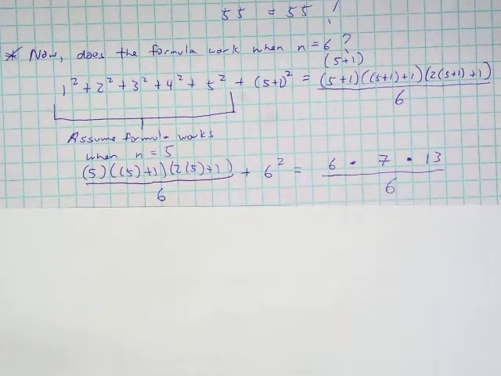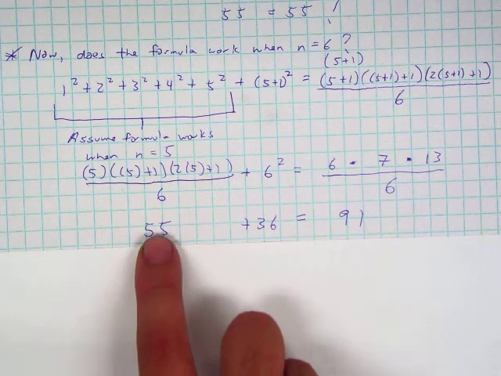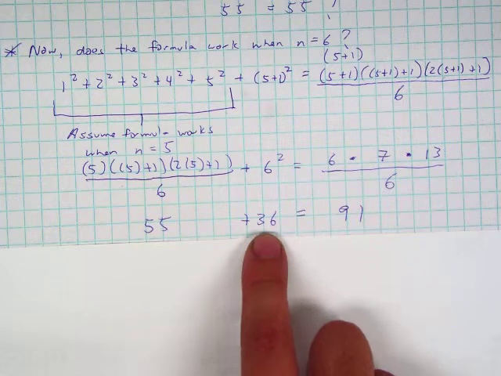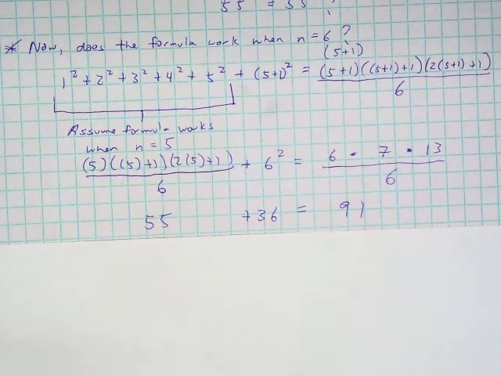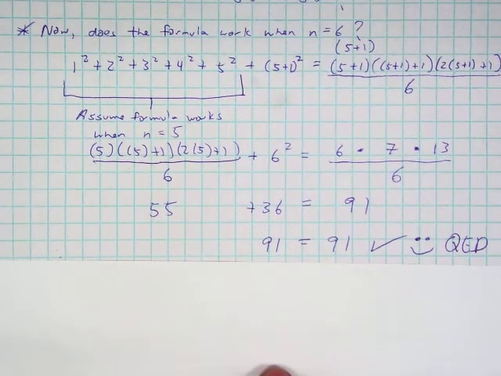Okay, so then this is like the algebra part now. This is like what we were doing in class, algebra. But then here it's just numbers, so it's a little bit easier to work with. Again, we knew that this was 55. The next term was 36. And does that equal 91? Yes, it does. So that's what we're trying to do there.